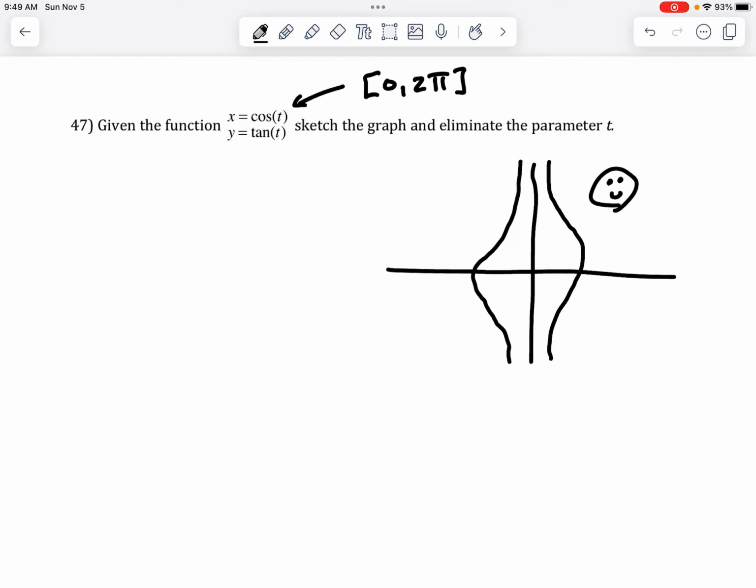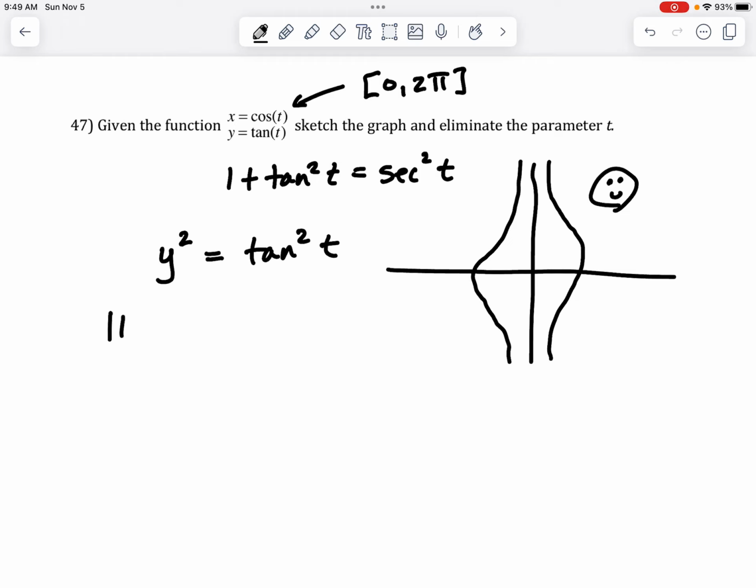Then for some math, eliminate the parameters. So eliminate the parameter t. So I need to somehow get rid of the trig functions. So there's tangent and cosine, and I'm thinking if I divide them, I would still have a sine because tangent's sine over cosine. So I'm going to use the idea that 1 plus tangent squared is equal to secant squared. So if I just take the second equation and square both sides, it's going to say y squared equals tangent squared.